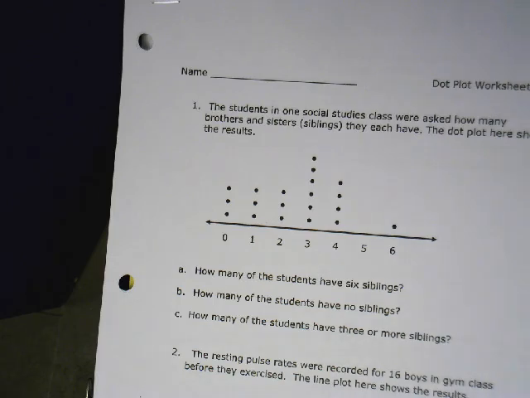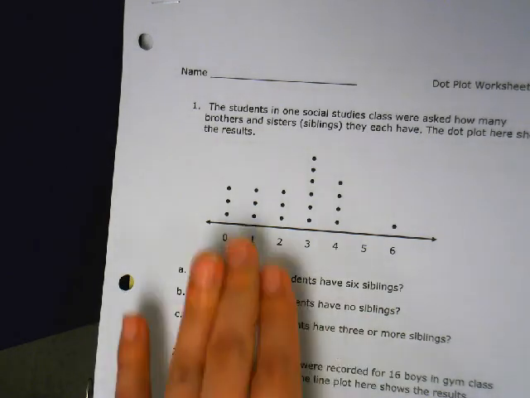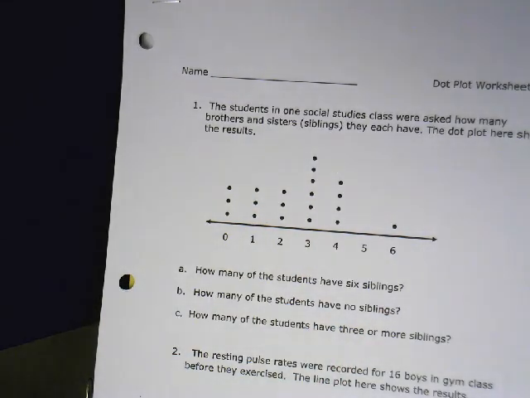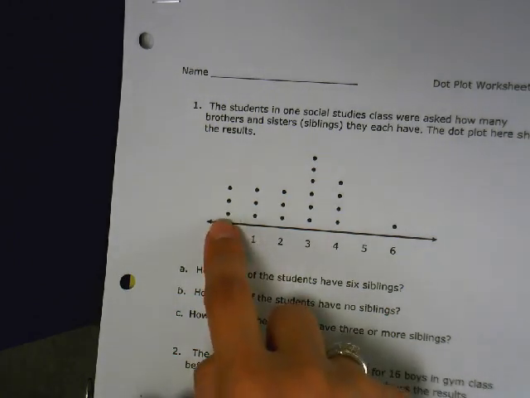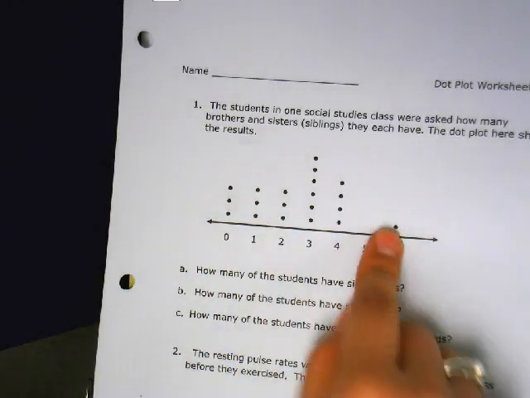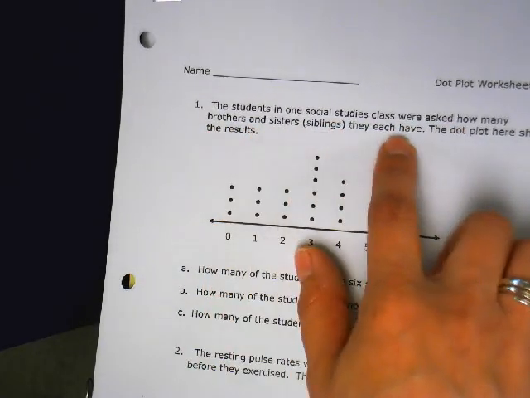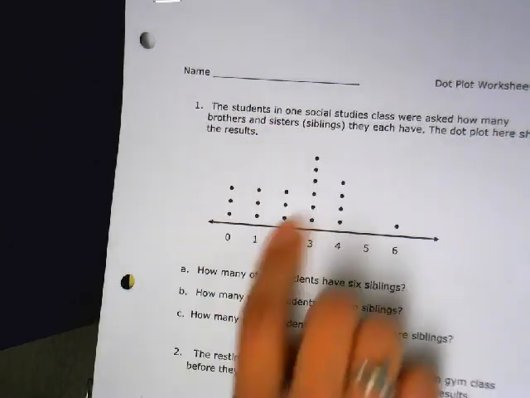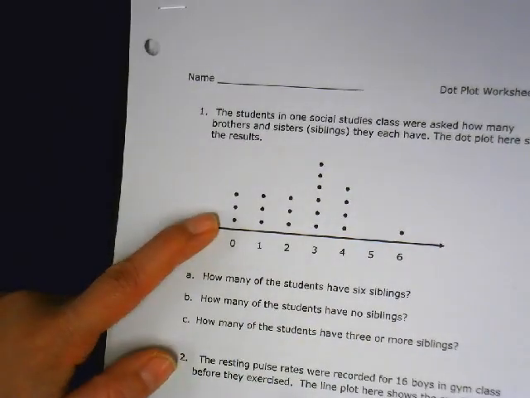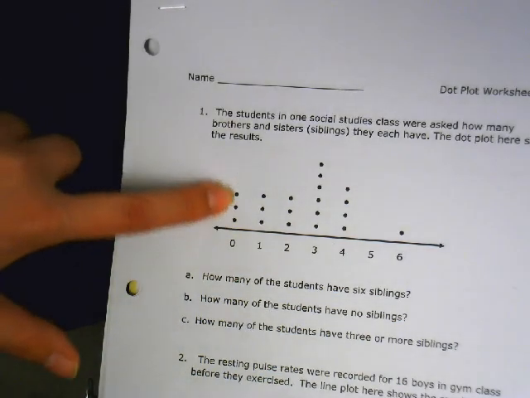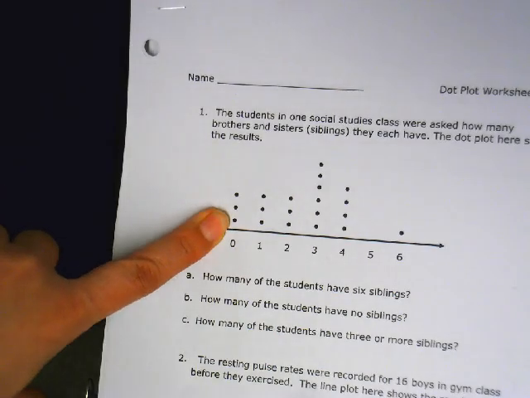Alright, so, ladies, gentlemen, pretty easy on the math. This is one way of representing data. We asked everyone in the class how many brothers and sisters you had, and then we put a dot for all of your answers. For example, the students in one social studies class were asked how many siblings they each have. The dot plot here shows the results. So, how many people had 0 siblings? 3, because there's 3 dots, which means 3 people had 0 siblings.